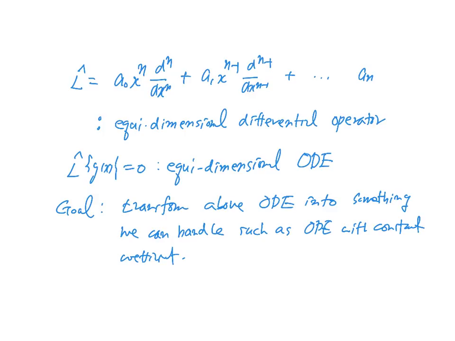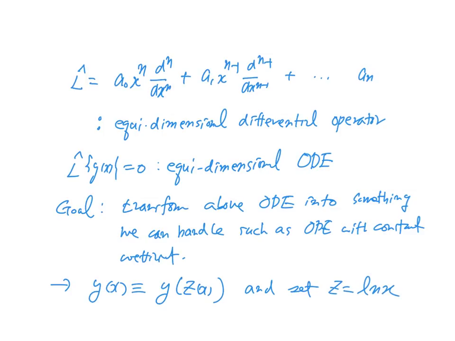So, for example, we can try y(x) is actually some function of z(x). So we're going to introduce some intermediate variable z(x), and set z as ln x. For example, are you following me?